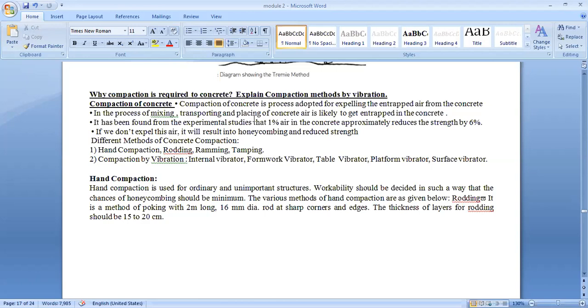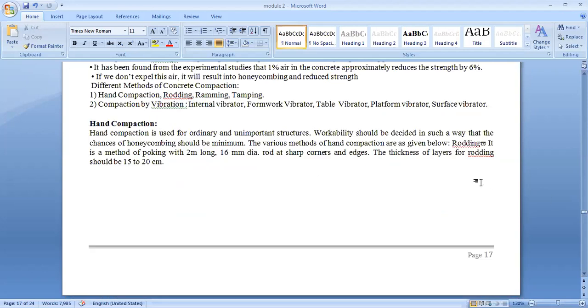What is the purpose of compacting? We need to remove the entrapped air in the concrete mass. How to compact? There are different methods of compacting concrete that we are going to practice. First will be hand compaction, second will be compaction by vibration. In hand compaction, we use the rodding method, the ramming method, and the tamping method. First we will discuss hand compaction. Hand compaction is used for ordinary or unimportant structures.